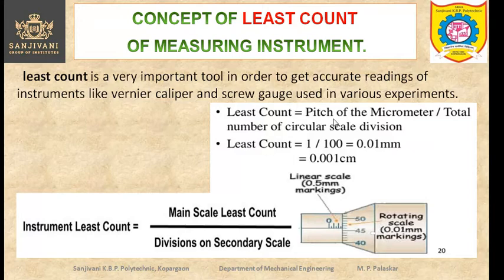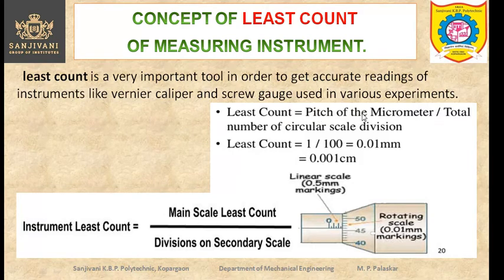So the least count is equal to the pitch of the micrometer. Pitch of the micrometer means if you rotate the circular scale, if you rotate that screw by one rotation, then the distance covered will be equal to 1 millimeter. Though the markings are at 0.5 mm, after one complete rotation the screw will move along the main scale by 1 mm. So the pitch of the micrometer is 1 mm in this case.